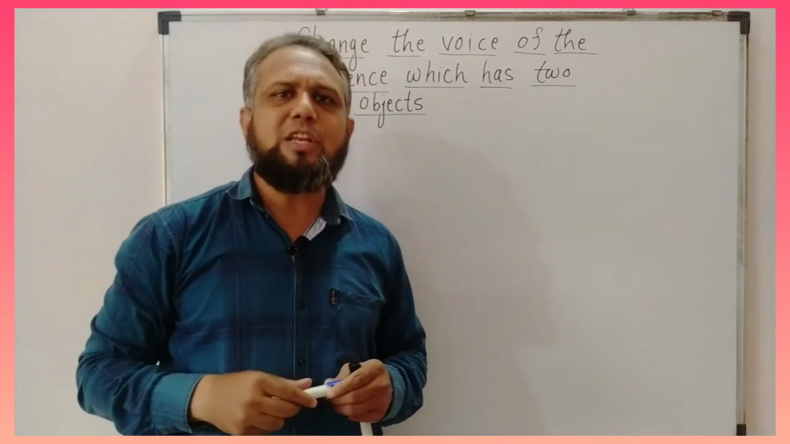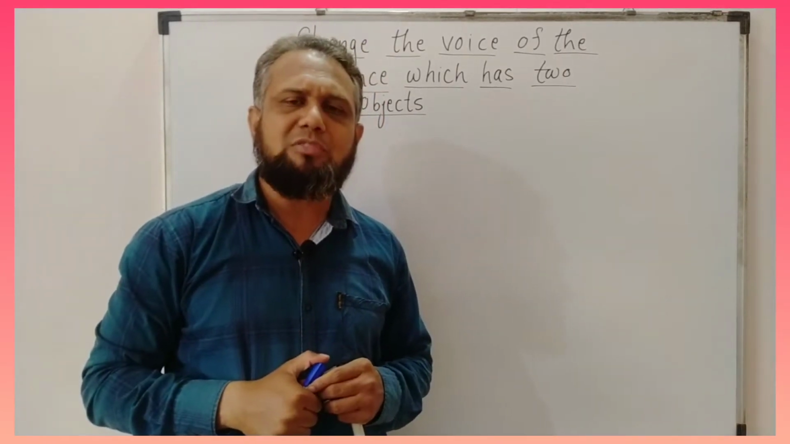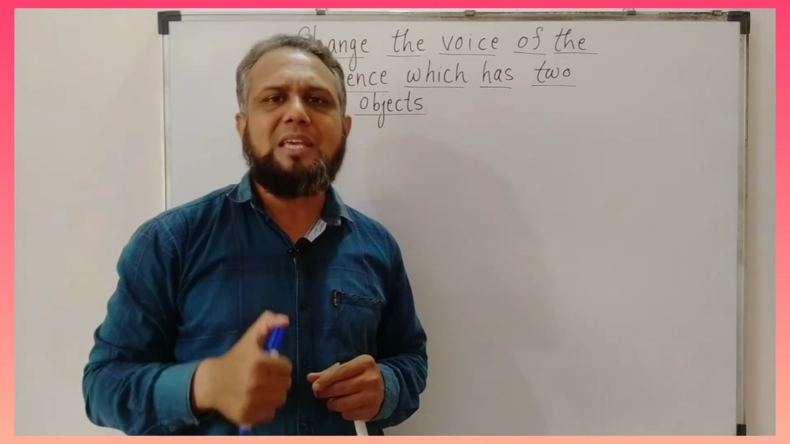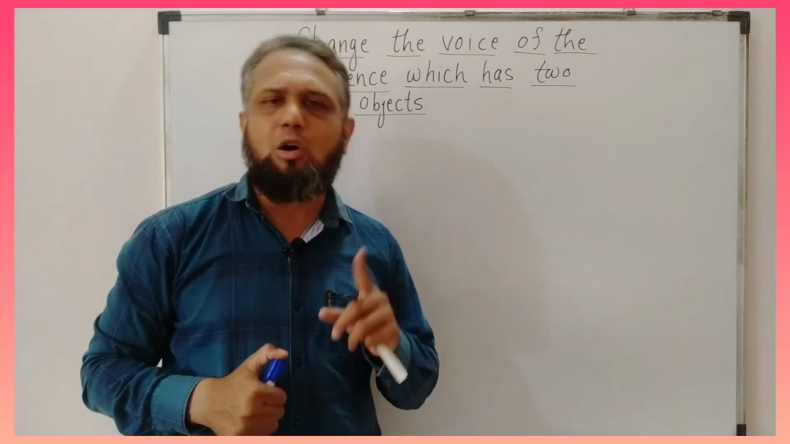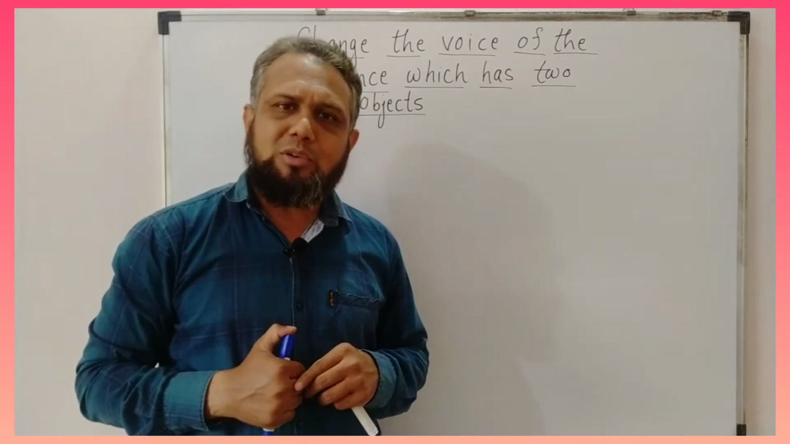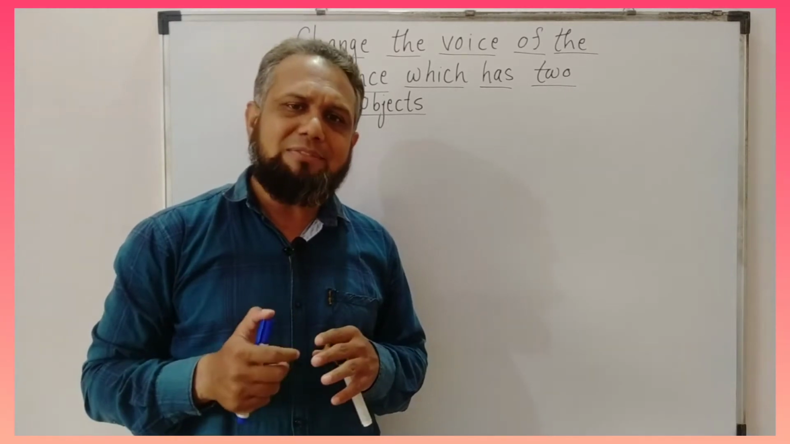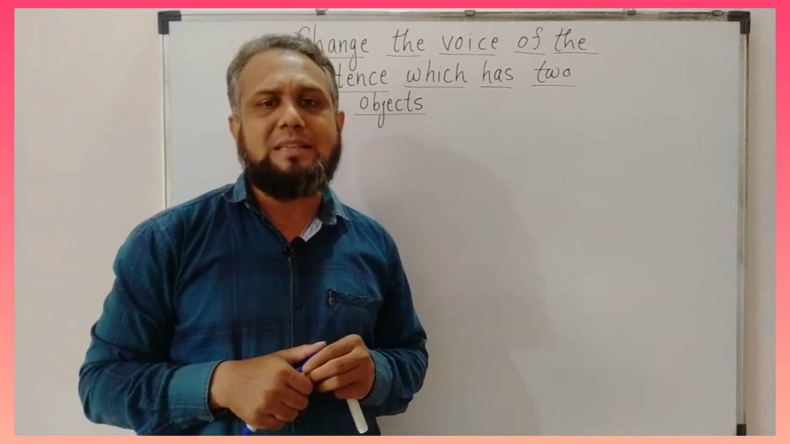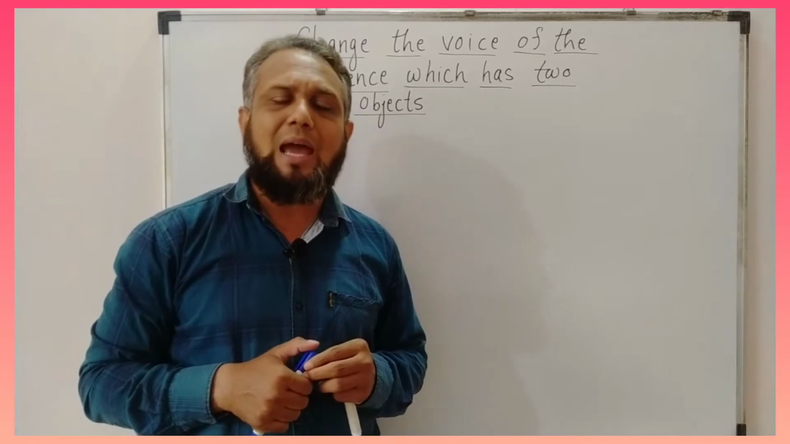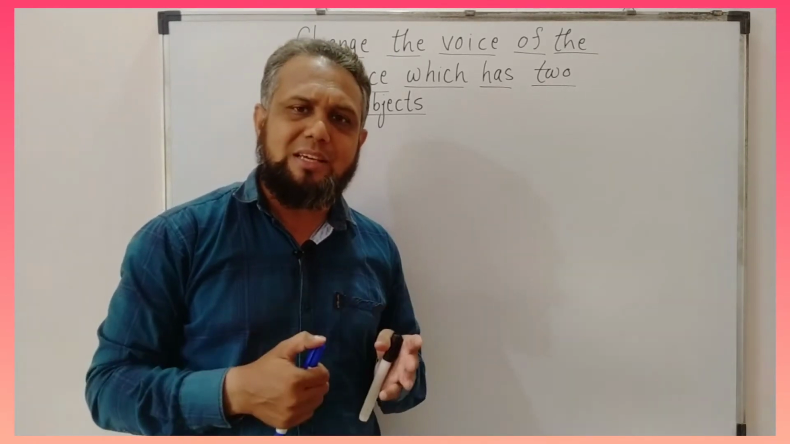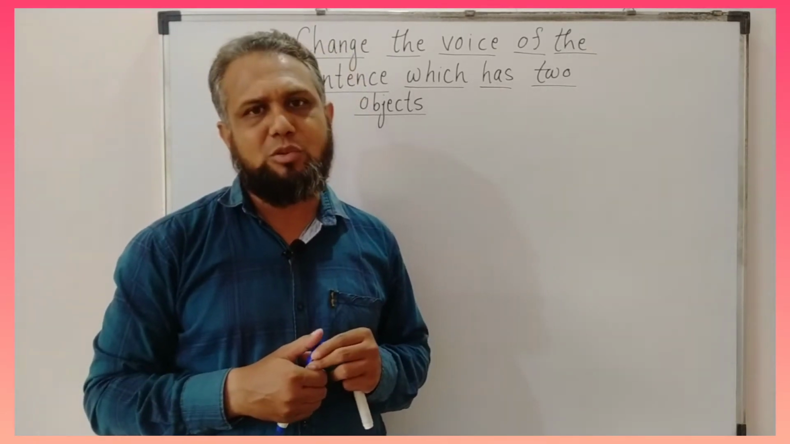In the previous video on change of voice of assertive sentence, we have seen that there is only one object. Now in today's video we will see that if there are two objects in the sentence, how can we transform that sentence from active to passive voice?